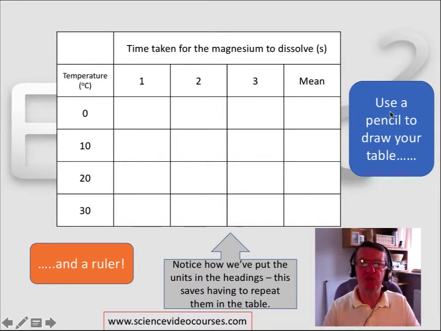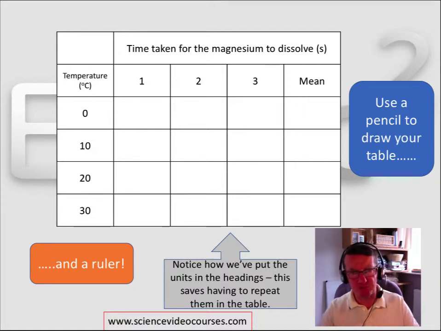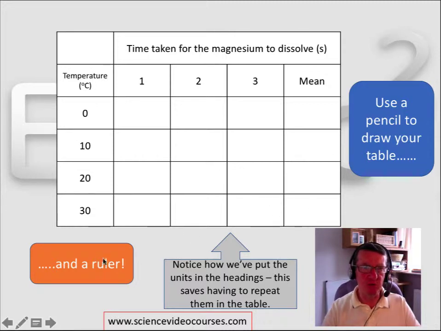There's nothing worse than coming to mark a bit of coursework or an exam script and the student has used ink and it's smudged and they had to cross bits out. Use a pencil. You can always rub it out, can't you, if you get it wrong. And a ruler. We don't want wonky lines, we want nice straight lines. You spend a lot of time getting the data, present it nice and neatly.